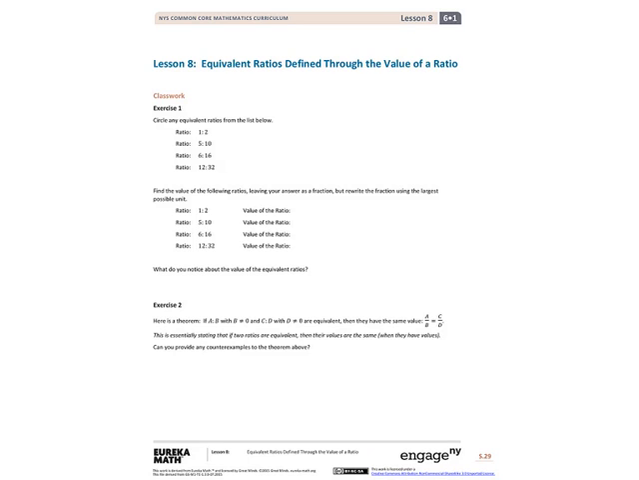This is Module 1, Lesson 8 for Grade 6. The page number is S.29.